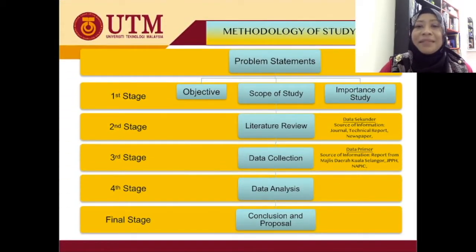Therefore, my methodology study goes by problem statements. Stage number 1, I go for the objective, scope of study, and importance of study. By stage 2, I go for the literature review by using my secondary data source of information from journals, technical reports, newspapers, etc. The third stage, I go for the data collection. For the primary data, sourced from the Majlis Daerah Kuala Selangor, JPPH, and APIX. And stage number 4 is for data analysis, and the final stage, conclusion and proposal.